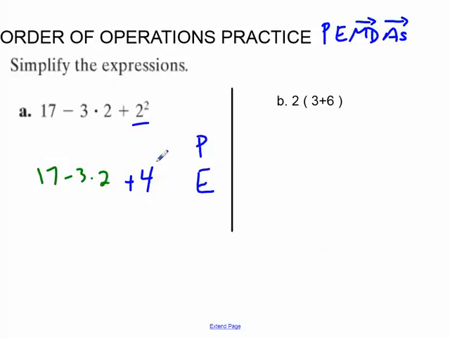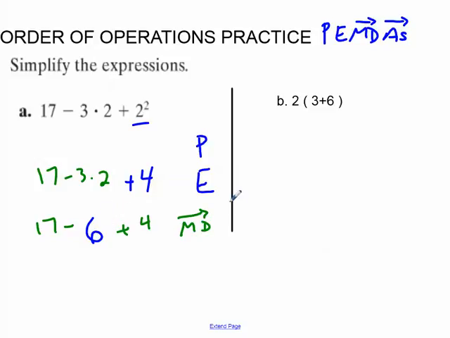Alright, sounds good. Now, what's the next step? We've done parentheses, we've done exponents. So now I take a look at multiplication and division, left to right, and see what has changed. 17 doesn't change. 4 doesn't change because we're not multiplying. 3 times 2, oh yeah, that changes. So 3 times 2 is 6. Everything else stays the same: 17 minus 6 plus 4. That's the only thing that really changed.